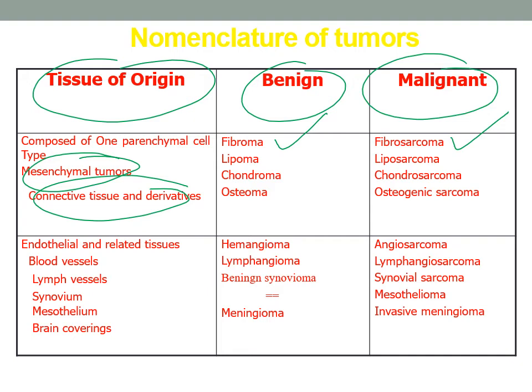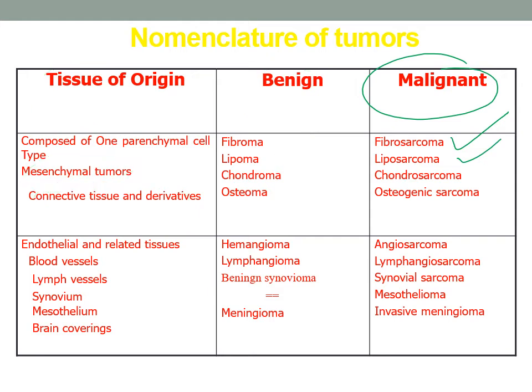When it is a lipocyte, it will be lipoma, and its malignant will be liposarcoma. When it is a chondrocyte, of course, chondrocytes are series of cartilage, it will be chondroma in benign, in malignant it will be chondrosarcoma. When they are series of the bone, osteocyte, in benign it will be osteoma, while in malignant it will be osteosarcoma.